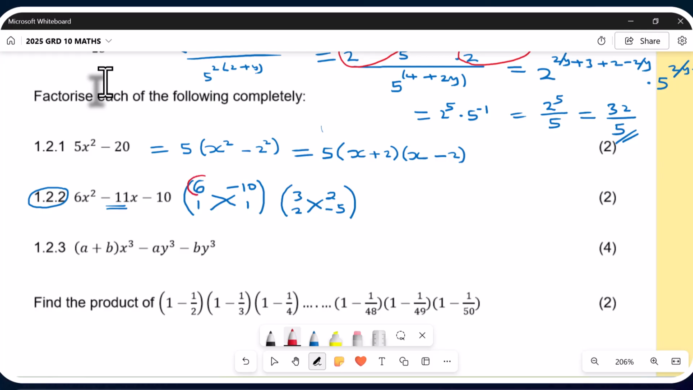So our answer, we just put x here and x here, then that is it. So the answer becomes 3x plus 2, open brackets, 2x minus 5. Then you work out 3 times negative 5. Okay, any question? Negative 15.